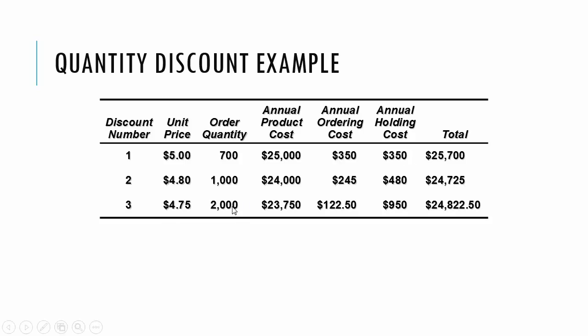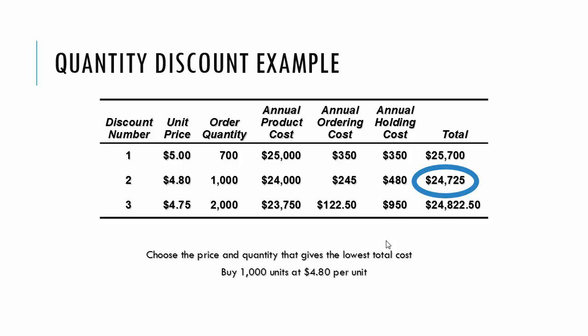At $4.75, we have to order 2,000. Our product cost goes down to $23,750. Ordering cost drops again to $122.50, but holding cost goes up to $950, and we're at $24,822.50. And then step 4 is the easy one. Pick the smallest. Yay! It's ordering 1,000 cars at a time for $24,725 in annual cost.